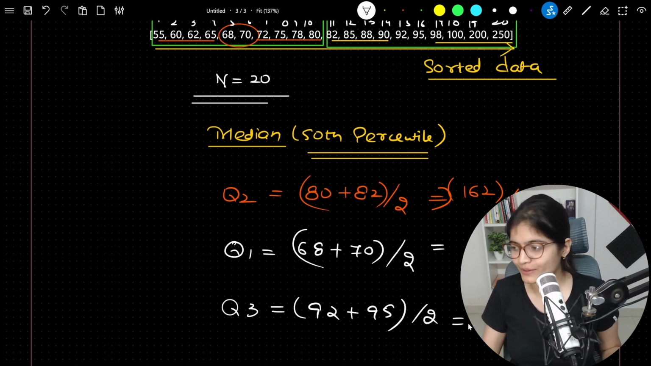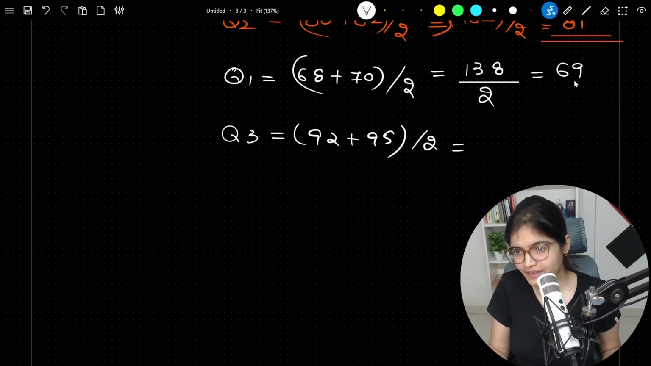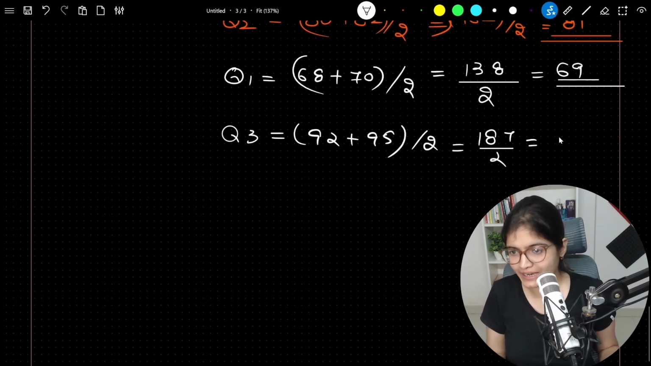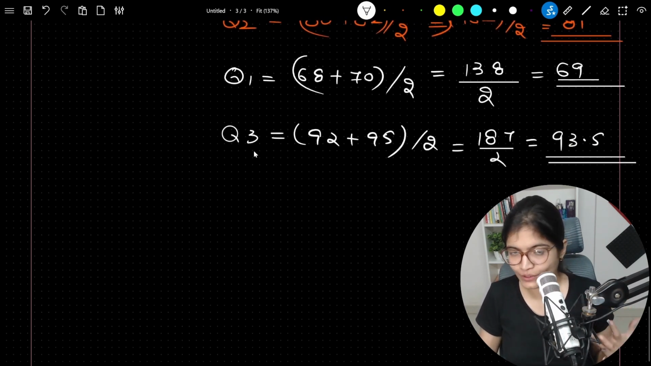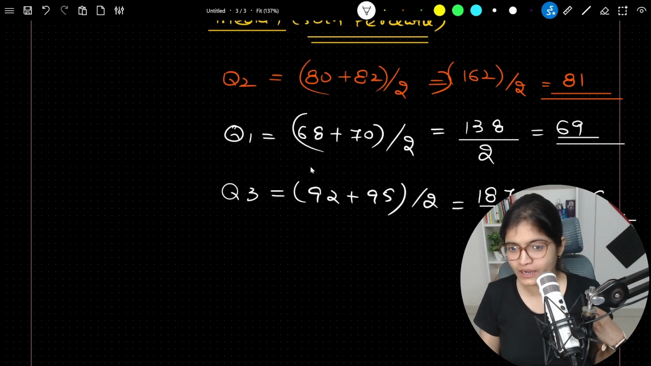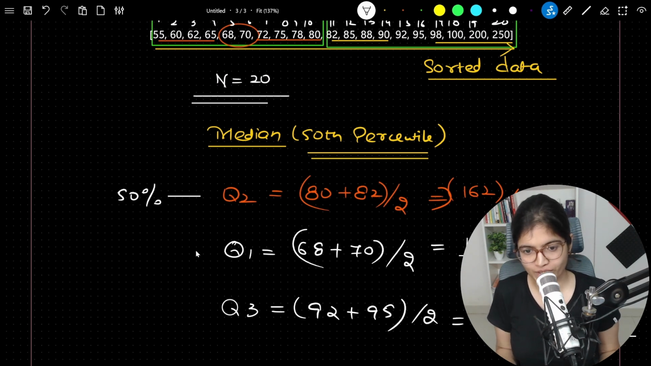So whatever number you get over here, in this case it will be 138 divided by 2, so it will be 69 if I'm not wrong. And in this case it will be 187 divided by 2, which will be 93.5. Again, you can verify the calculations at your end. I'm not focusing much on that part, so if anything is wrong, you can let me know. Otherwise, that's the main idea: to evaluate the 50 percentile value, the 25 percentile value and the 75 percentile value.